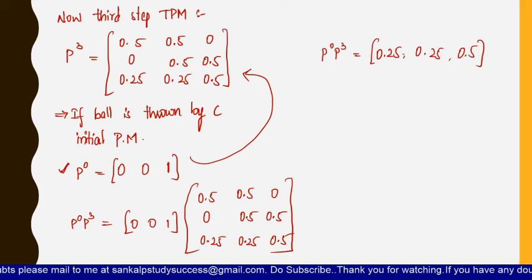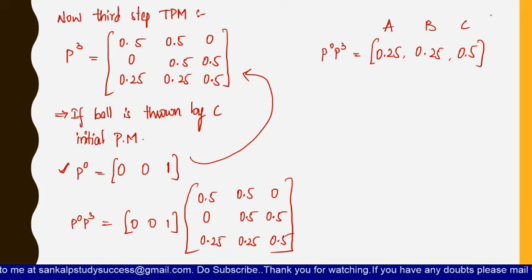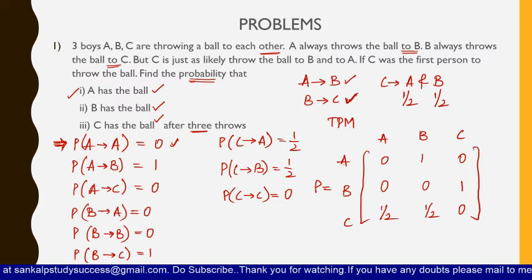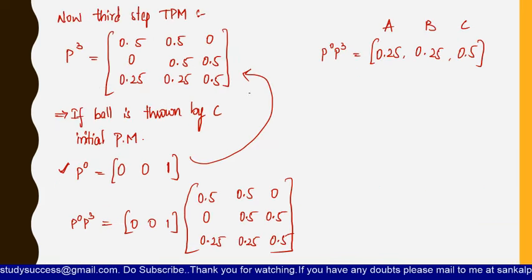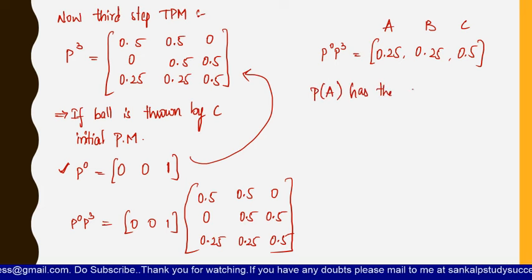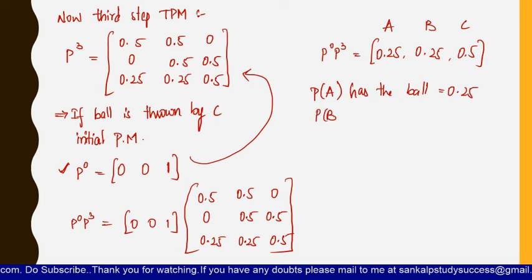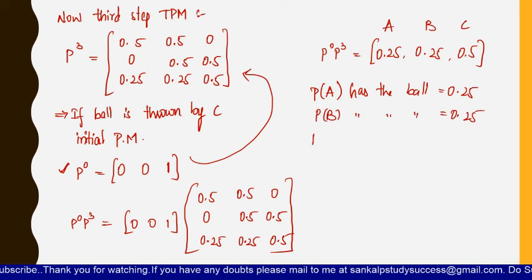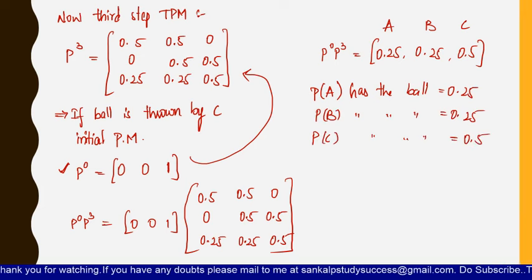So from this you can say that the probability of A having the ball is 0.25, right? Because this is for A, this is for B and this is for C. The question is, A has the ball, B has the ball and C has the ball, and you need to find the probability. So the probability of A having the ball is 0.25, the probability of B having the ball is 0.25, and the probability of C having the ball after 3 throws is 0.5.